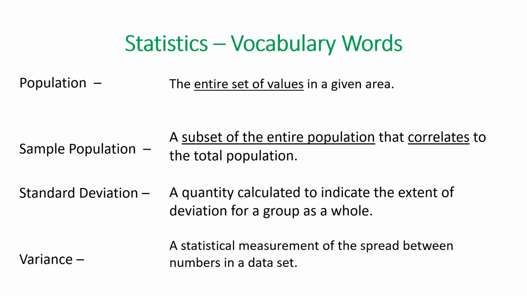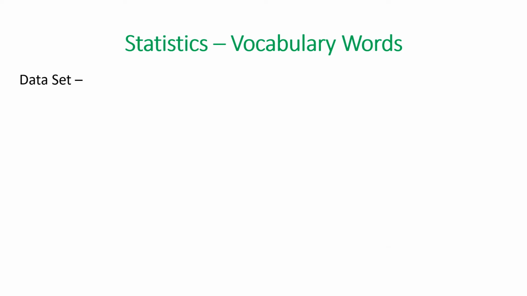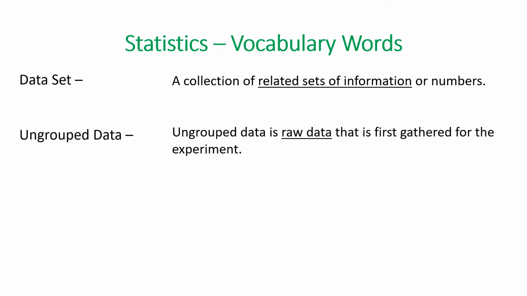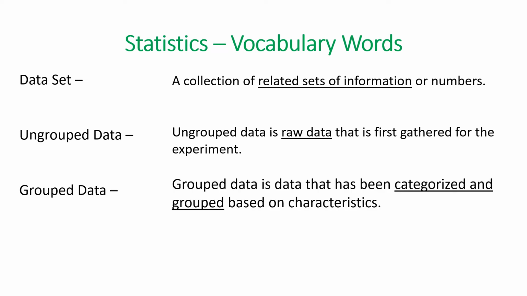The variance is a statistical measurement of the spread between numbers in a dataset. A dataset is a collection of related sets of information or numbers. Ungrouped data is raw data that is first gathered for the experiment. Grouped data is data that has been categorized or grouped based on characteristics.